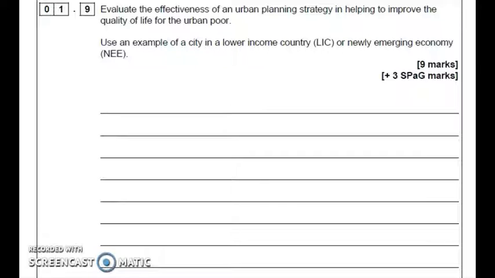Remember, 9 marker, you've got to include a few facts, you've got to develop your points, and ultimately you've got to say how good it is to evaluate the effectiveness. The best answers will be yes, okay, they're good for some things, particularly maybe for social reasons, because quality of life will improve because there is running water, etc. But there are also negatives as well.